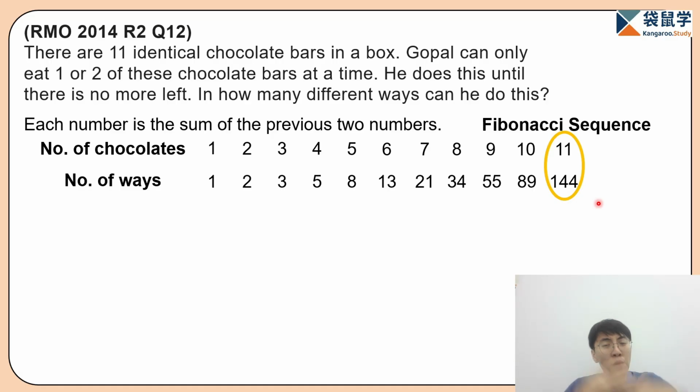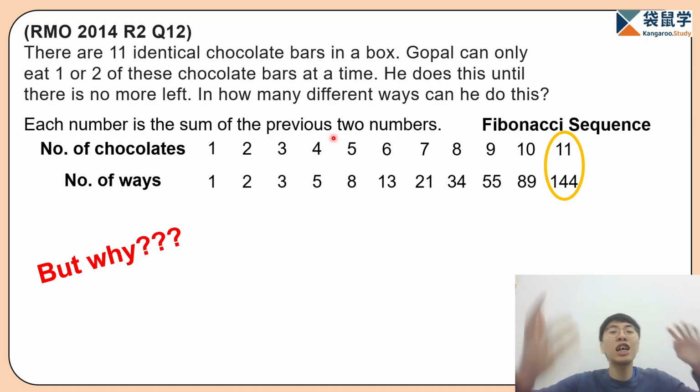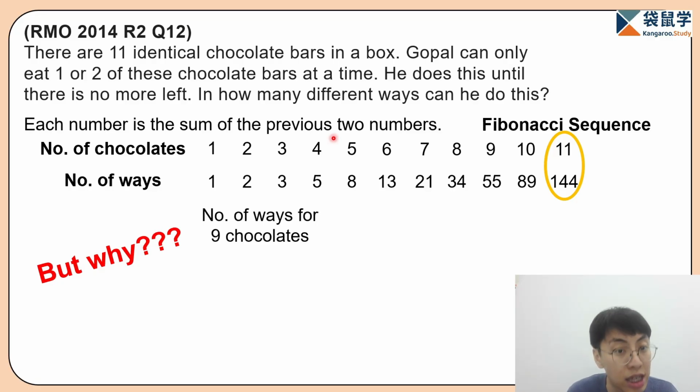But when we are learning math, we want to understand why it is as such. Why exactly is each number the sum of the previous 2 numbers? Do we know? Well, let's take a look at why it is like this. If I think about the number of ways for 9 chocolates, we can split it into 2 different cases. What are those 2 cases?